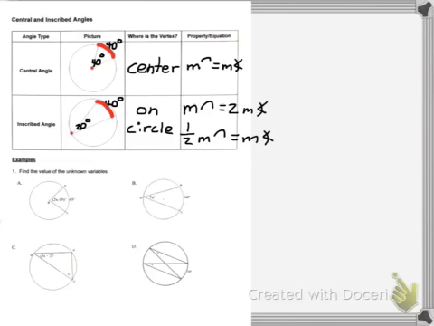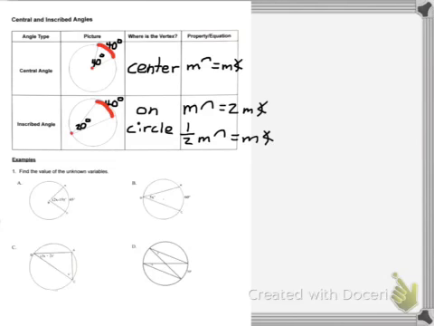The other way you could think of it is if they gave you that arc angle was 40 degrees, you could also take half of it to get the inscribed angle that's 20. So that equation can go either way. That's why there's two equations listed over there to the right. So that's the difference between central angles and inscribed angles. Central angles are congruent between the central angle and the arc angle. An inscribed angle is always half as big as the arc angle.